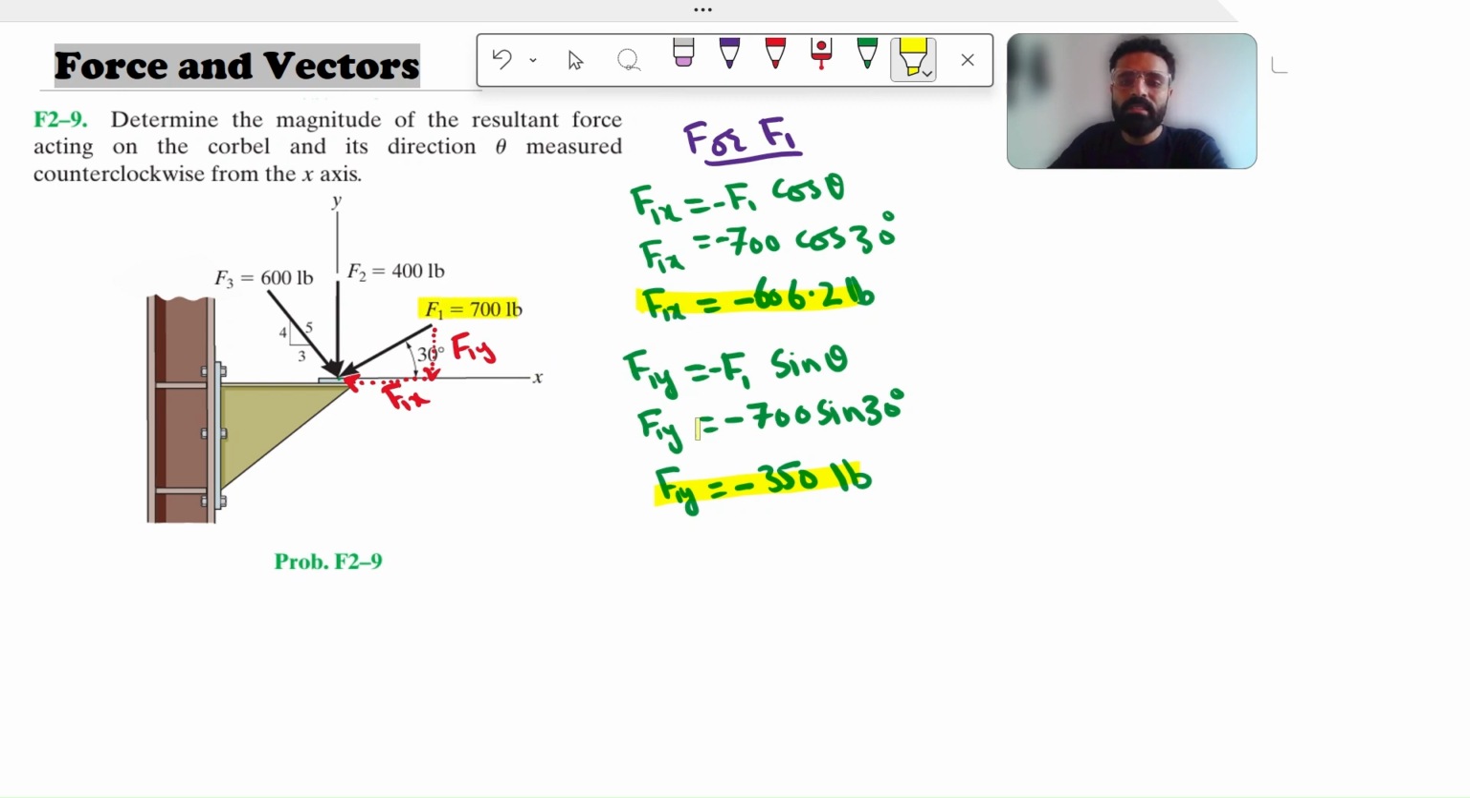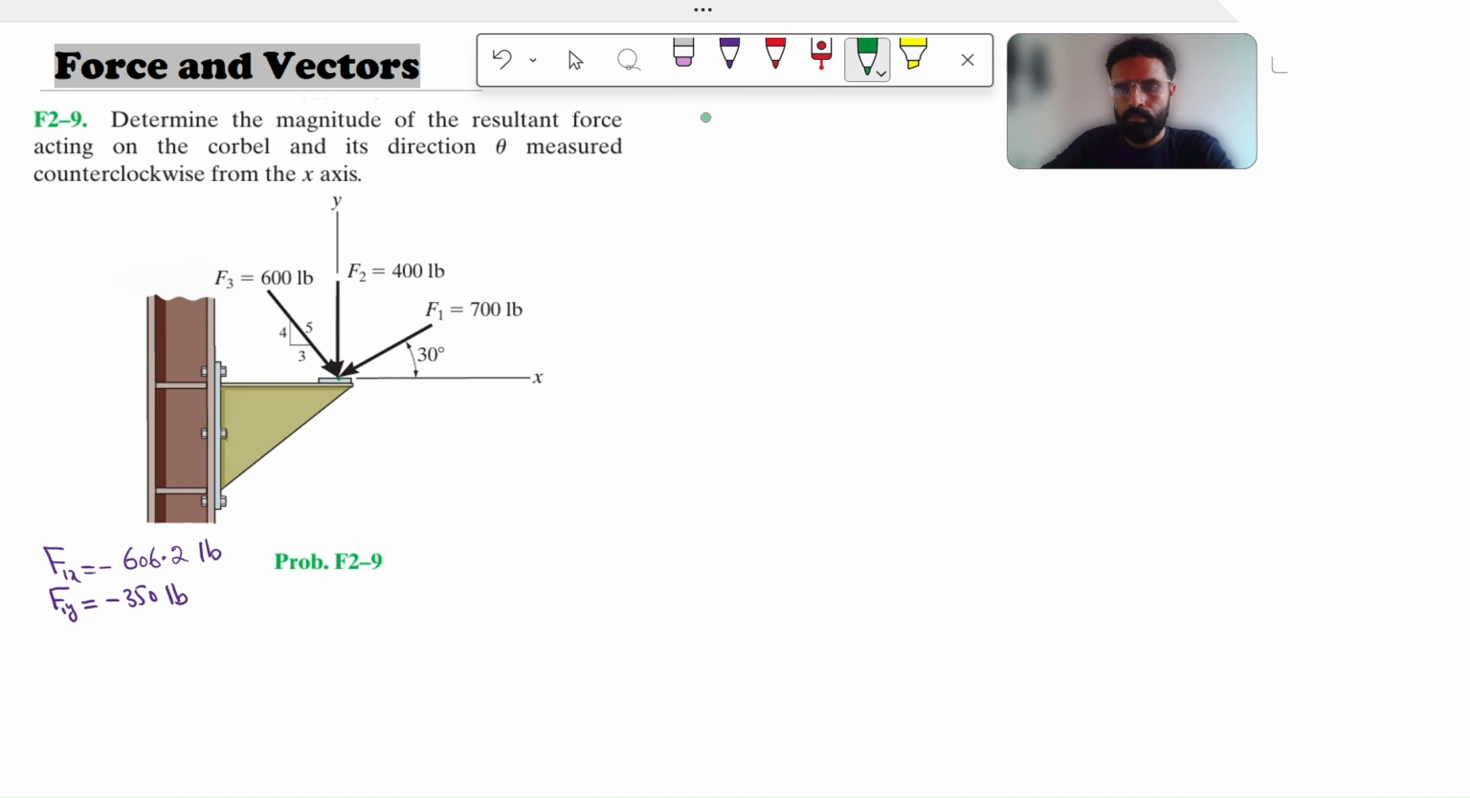I will be writing these F1x and F1y values somewhere on the left, because I need the Fx and Fy in finding the resultant in this direction. So I need all the components, individual horizontal and vertical values. So we did the calculation for F1. Now we will be doing the calculation for F2.